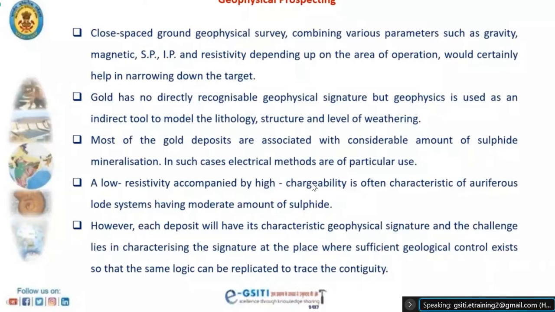Then the other thing is, in the case of a lode or fracture kind of deposit, what happens? There is low resistivity and high chargeability, which characterizes the gold present in the auriferous lode system. Again, it is associated with the weak planes along which the hydrothermal fluid has come in. So they have this property. However, as I told you, each deposit will have its characteristic geological significance. So now we need to know how and when to use which property to find the gold deposit.